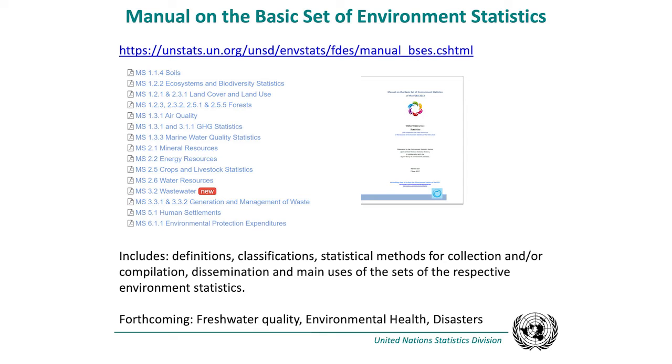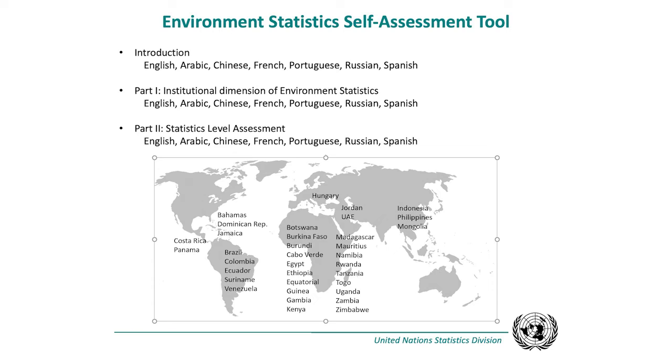Sheet is considered complete and published once all the statistics in the given topic are adequately described, yet keeping in mind that the Tier 3 statistics will normally require further methodological work to be fully operational. The next tool is the Environment Statistics Self-Assessment tool. As the name suggests, this tool helps countries to assess their national capacity to work on official environment statistics.